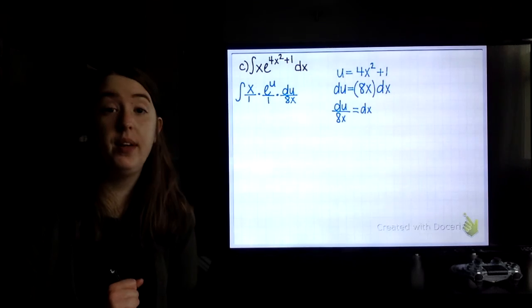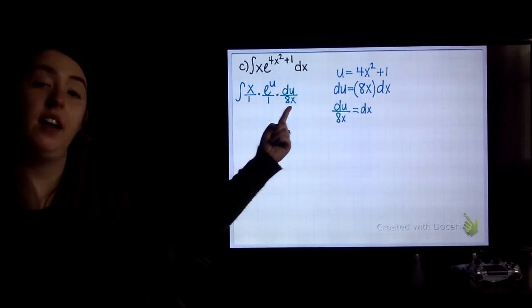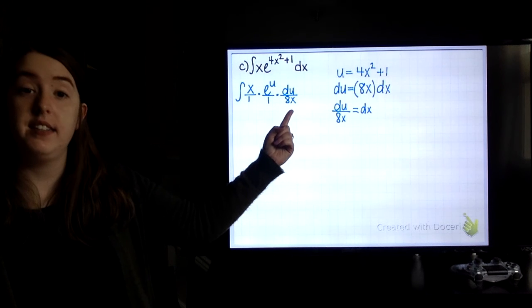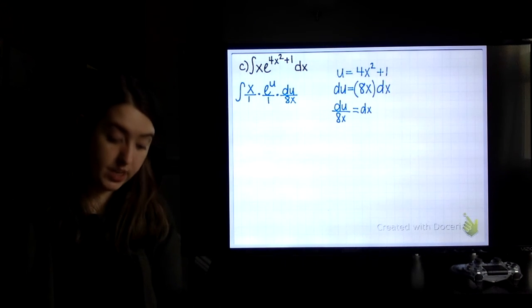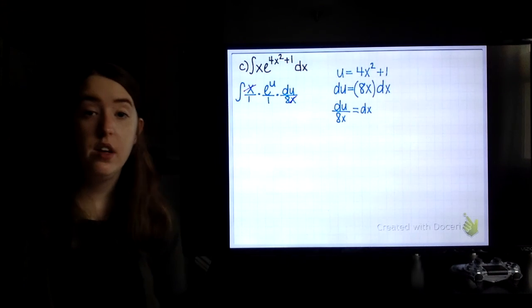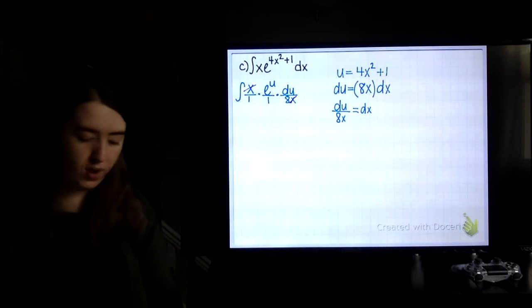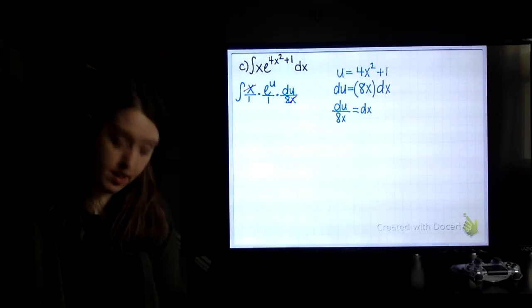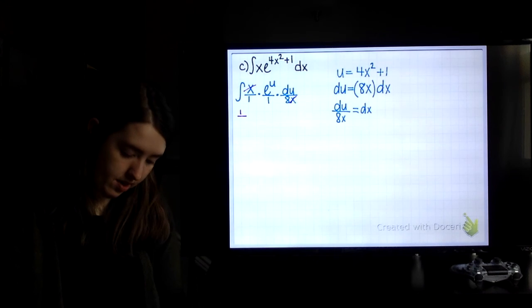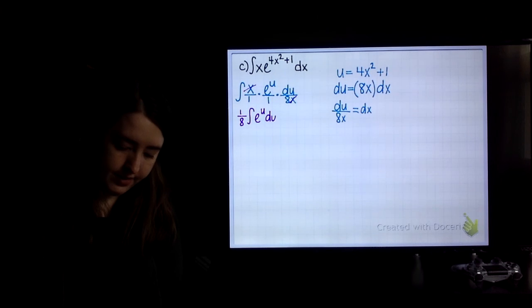So now we can go through and simplify. So I have an 8 in a numerator and an x in a numerator and an x in a denominator. So that means those x's divide away and cancel out. So now I just have that 8 in a denominator. So I can just pull out that 1/8. And then I still have the integral of e to the u du.